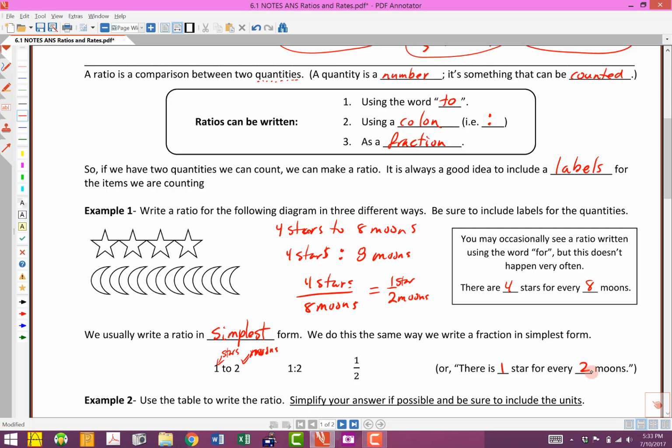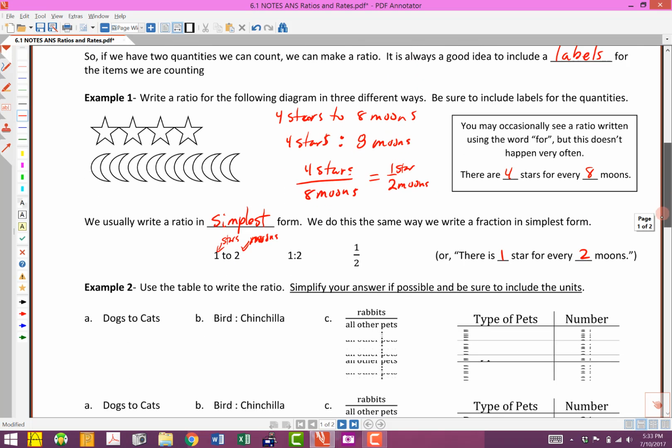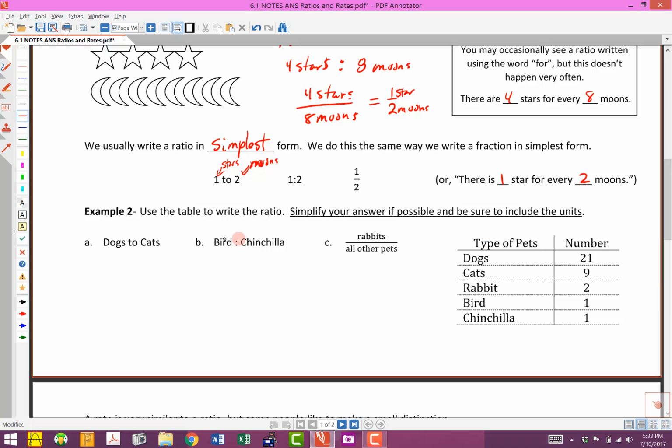So lots of different ways to look at those. Now, we're going to turn our attention to something that looks like this. Again, all we're doing is getting used to writing down ratios. We've got this table right here, and it says use the table to write the ratio indicated. Notice that we've got the word "to" in this one, the colon, and a fraction bar to represent that particular ratio. Then it says simplify your answers if possible, and be sure to include the units. So we're going to make sure that we simplify and include the units.